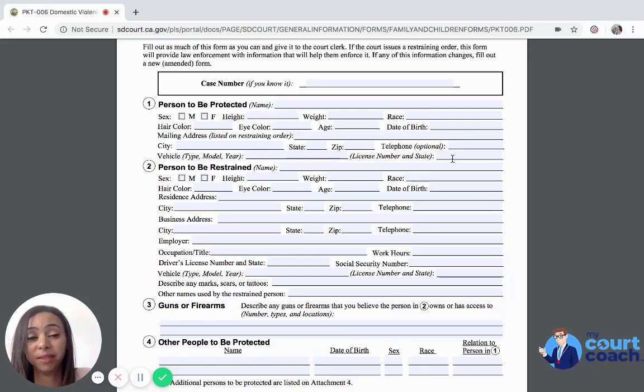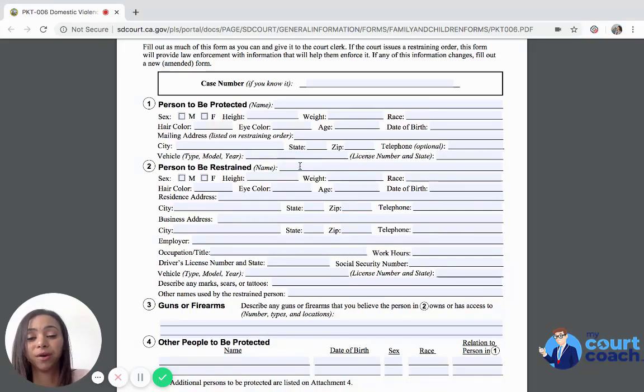And this doesn't have to be completed perfectly, but it's always best practice to complete it to the best of your ability. So if you have to run out to the car to see your license number really quick just to complete that, it wouldn't be a bad idea to do so, because this again goes with the Department of Justice.